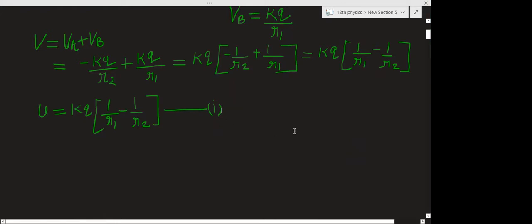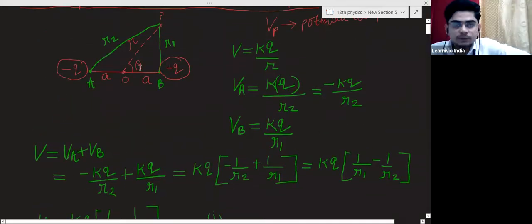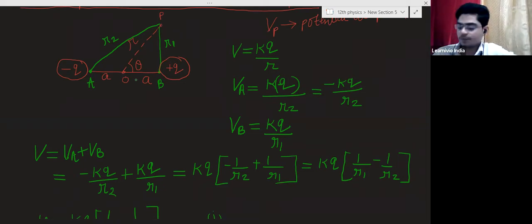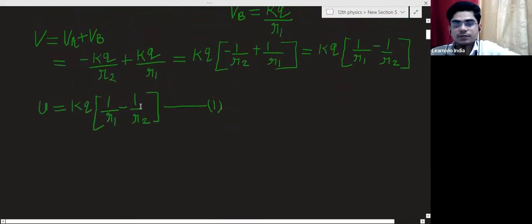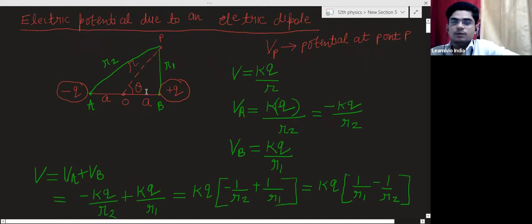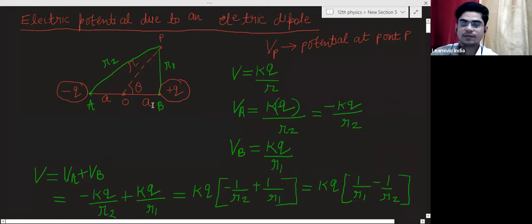Now you see we have to convert this R1 and R2 in terms of A and theta. This is the only problem. We have calculated the potential, and this is also valid, this is not wrong. But we will convert this R1 and R2 in terms of theta and A. This is the concept of mathematics that I will use here.